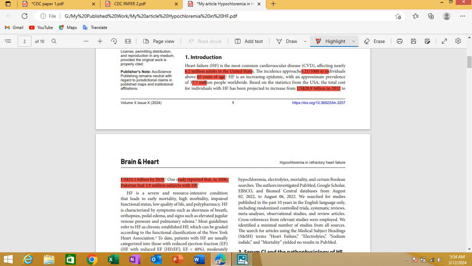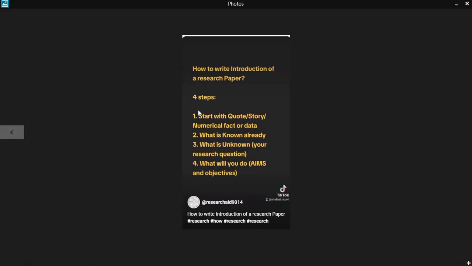So what we have seen in this short is that the first step is to start the introduction with either a quote, a story, or numerical or fact data. So I said you can start with any of these three things, or just one. When you're writing a scientific paper, particularly in medicine and health, in the introduction, the first part, you will just start straight away by showing the importance of that paper, why you're writing a paper on that topic, what the importance is.